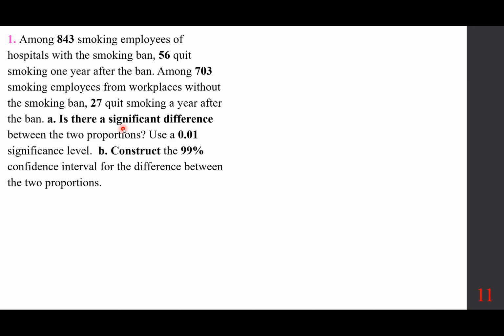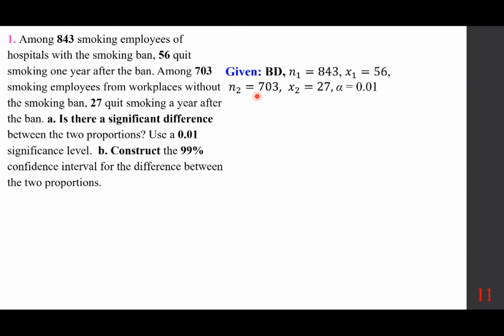All right. So let's look at what is given. We're dealing with a binomial distribution. There are two groups. In the first case, n sub 1 is 843. X sub 1 is 56. For the second group, n sub 2 is 703. X sub 2 is 27. And alpha is 0.01.